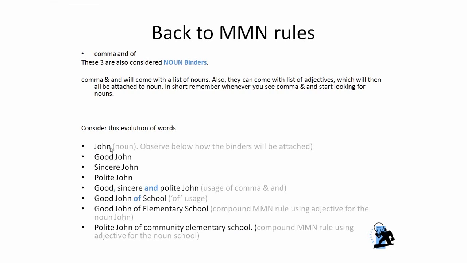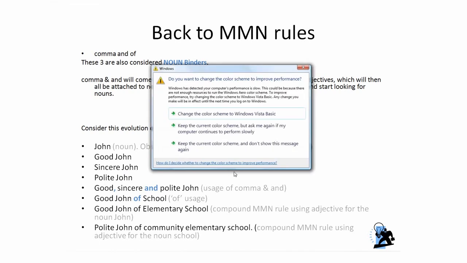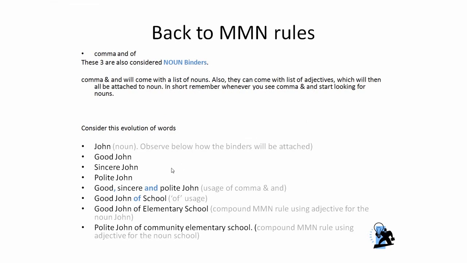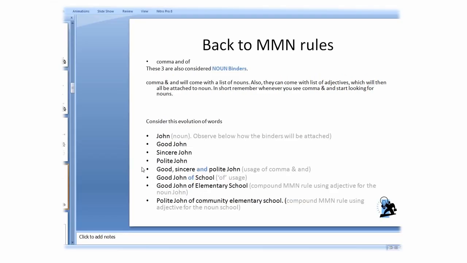Okay, I'll just explain how a single word John becomes so big. So John is a noun, and we know that noun binders can be attached to John. So what I'm trying to do, I'm attaching the adjective good with John because an adjective is a noun binder. Likewise sincere and polite, which are also adjectives, I join to the noun. So good John, sincere John, polite John, all are possible because these three are adjectives.